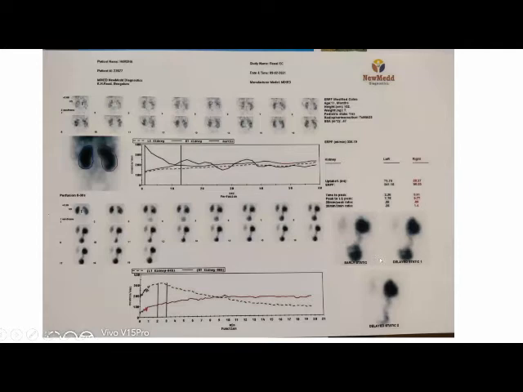And if you compare the early static and also the delayed static images, you can see the prominent ureter and the holdup of dye in the collecting system as such on the right side. So it shows that there is some holdup of dye, and there is an obstructive pattern in the vesicoureteric junction. So it is basically a right VUJO with a 28% split function.